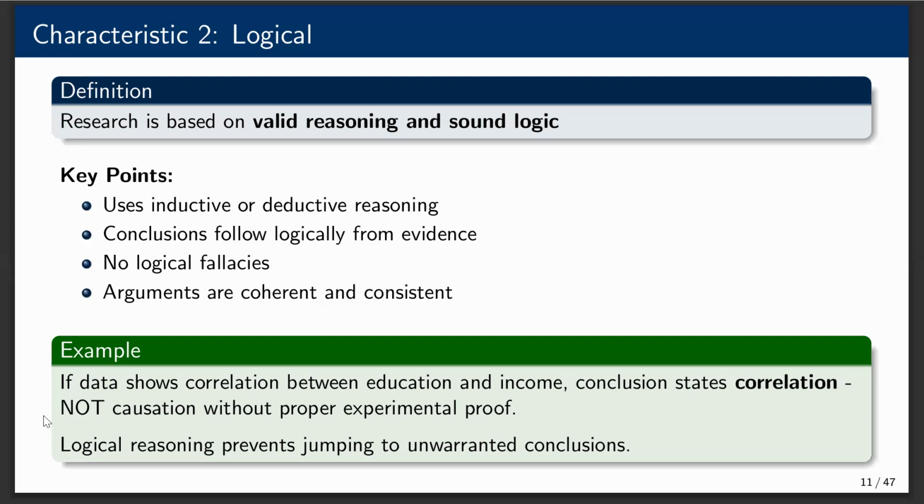Now what are the key points here? The conclusion follows logically from the evidence. There are no logical fallacies. Arguments are coherent and consistent. One example is given here. If the data shows a correlation between education and income, the conclusion states correlation, not causation, without proper experimental proof. So logical reasoning prevents jumping to unwarranted conclusions.